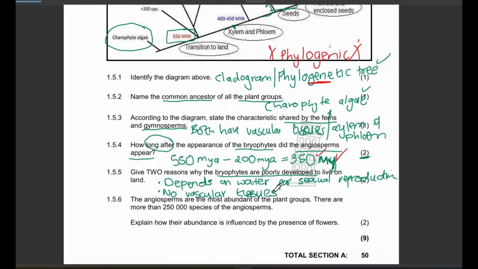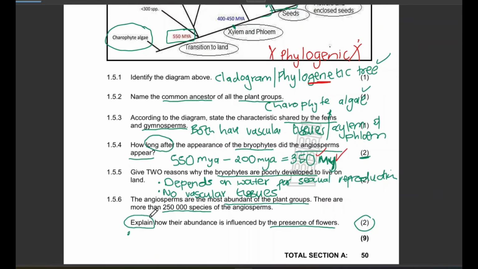Okay, abundance. Right. Then 1.5.6, the angiosperms are the most abundant of the plant groups. There are more than 250,000 species of the angiosperms. Explain how their abundance is influenced by the presence of flowers for 2 marks. Now, we know that flowers are there to attract pollinating agents. So obviously that plays a role in increasing the chances of fertilization in our angiosperms. So then you need to phrase it like this in order for you to get the 2 marks.